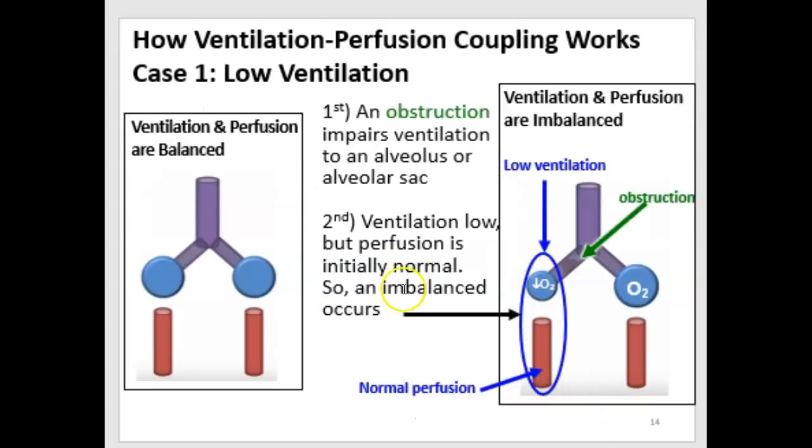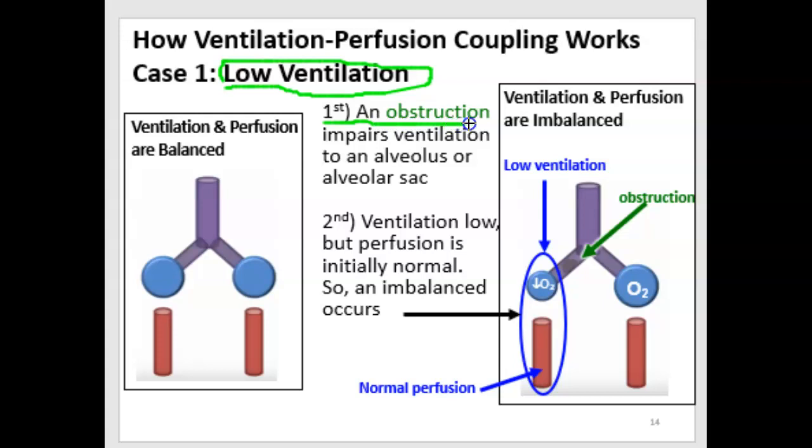So we're going to take case one. We're going to say we start normal. Okay, we're in a lung where both of these blue alveoli are receiving adequate ventilation, pretty equal ventilation, and so the amount of perfusion is also equal. Okay, so what that means is that we have a balanced situation. In case one, we're going to change that. In case one, we're going to change it so that there's low ventilation in one of these alveolar sacs.